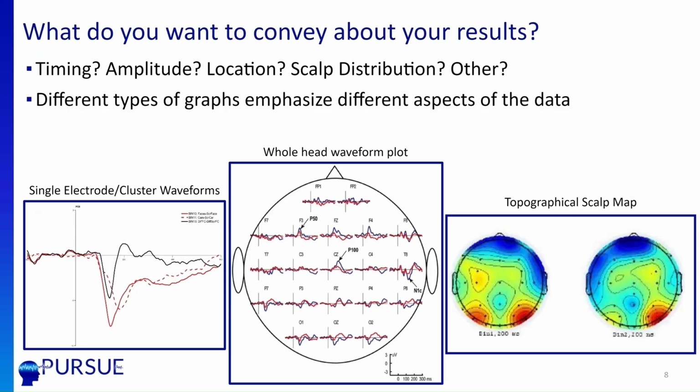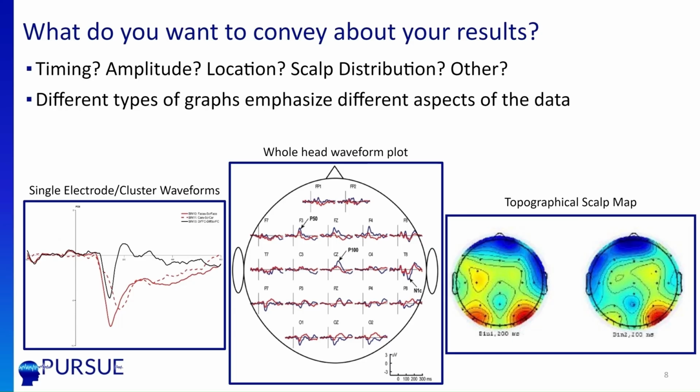Without a doubt, you'll be interested in some variables in data more than others. Your results can convey information about things about ERPs, such as timing of the response, amplitude of the response, location of the ERP, topographical scalp distribution, and more. Remember that there is not one single figure that can show everything in your study. There are different figures that serve different purposes. The three figures on this slide demonstrate this.